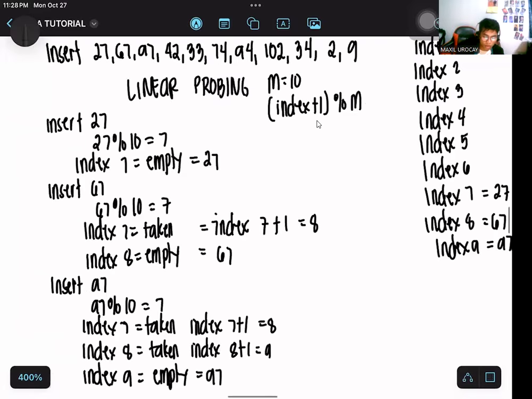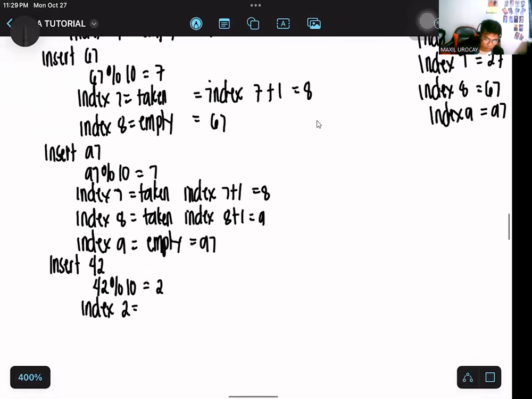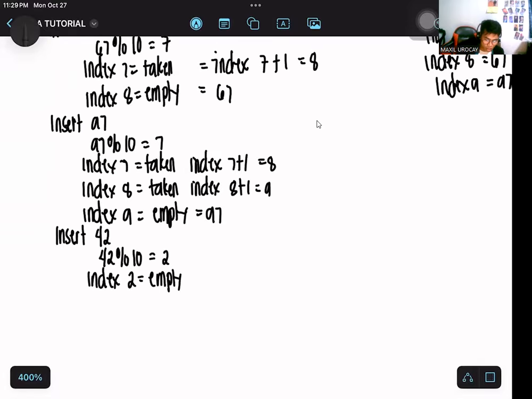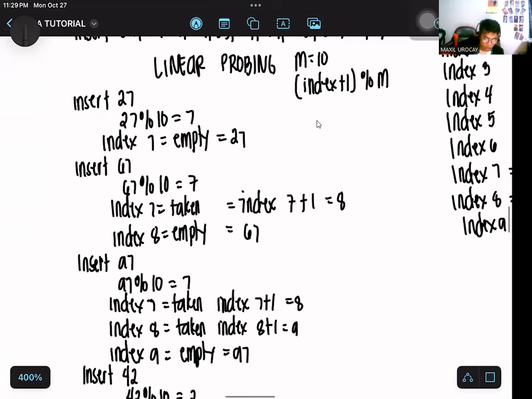We're done with 97. Let's deal with 42. Insert 42. Now, for 42, 42 modulo 10, 42 divided by 10 will become 4. Then if we multiply by 10, it will become 40, and the remainder will become 2. So therefore, 2 is the answer. So checking the index number 2, that is empty definitely. So we can simply allocate this one. So 42 will be allocated in your index number 2. Now, since we're able to allocate that one, we're done with the 42.